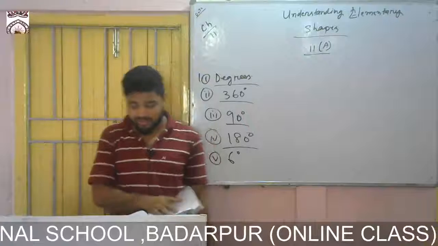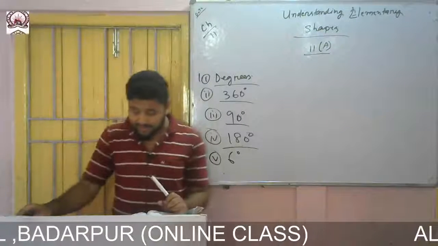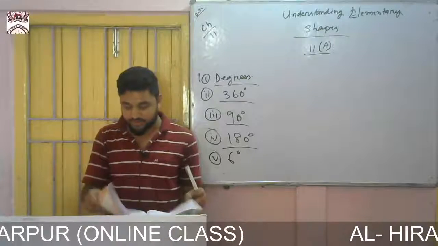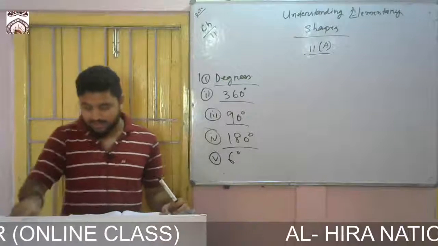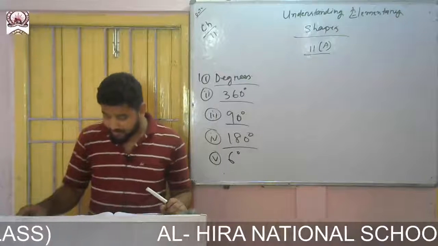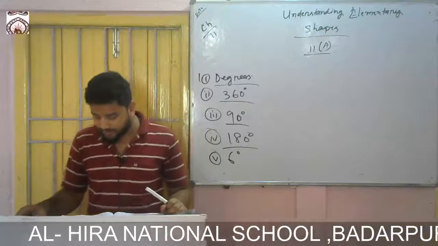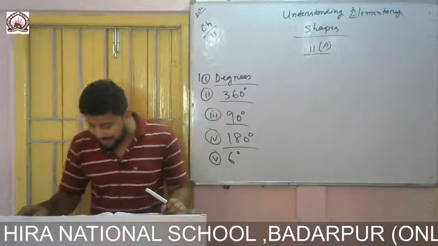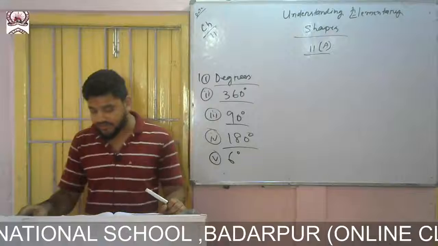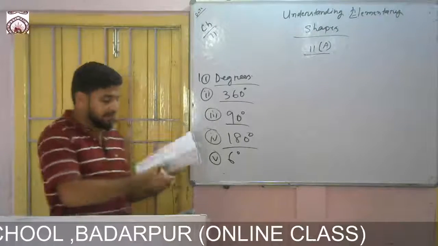So question number 2. In the given figure, a circle is divided into 4 equal parts by the lines AOD, AOC, BOC, BOD. How many times is the angle AOB of angle AOC? So you need to check this one. Let me draw the figure.